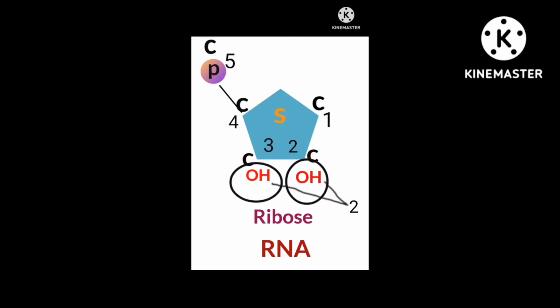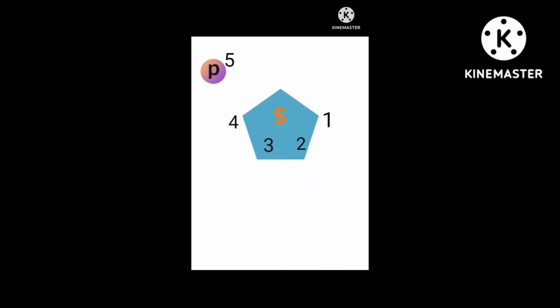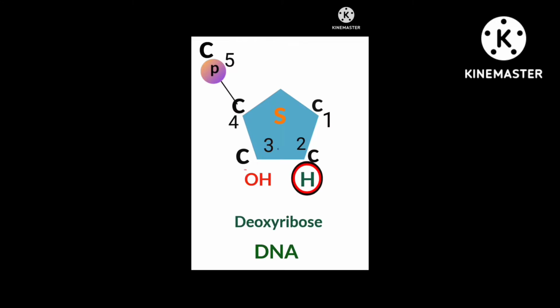In the ribose sugar, we can see that the hydroxyl group is attached to carbon number 2, which makes RNA more reactive than DNA, and RNA is not stable in alkaline conditions and is more easily subject to attack by enzymes. In DNA, carbon number 2 only contains hydrogen atoms and this sugar is called deoxyribose.